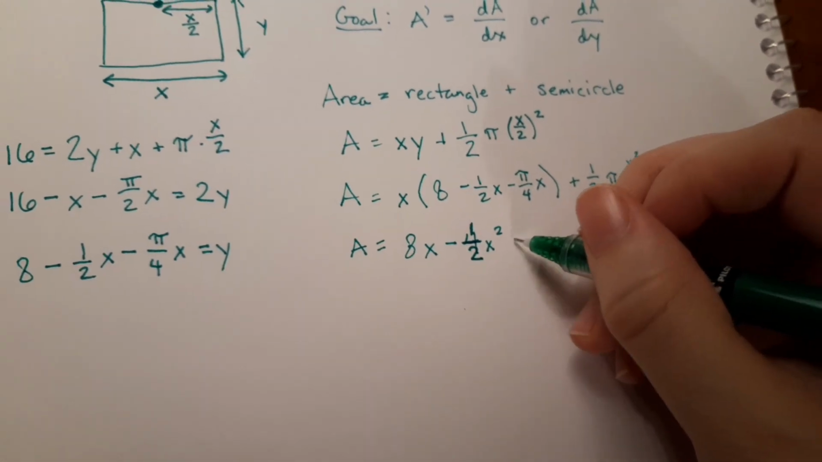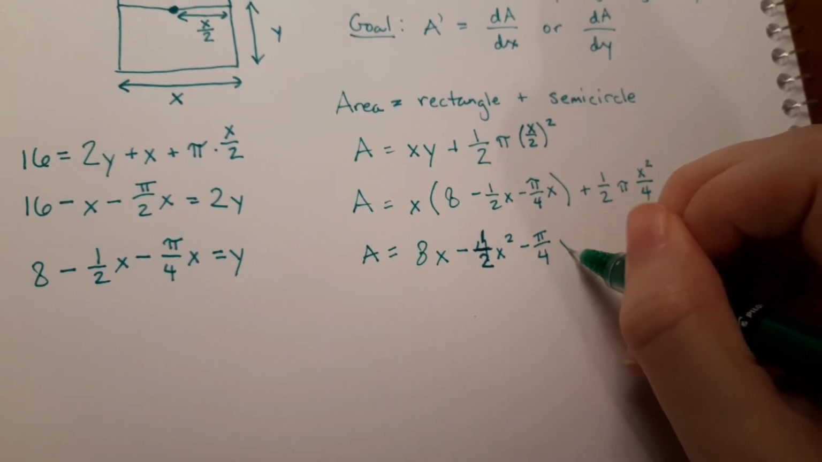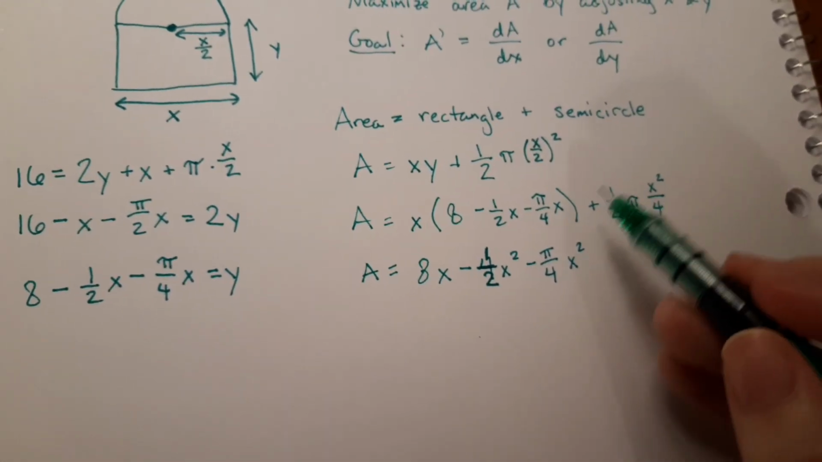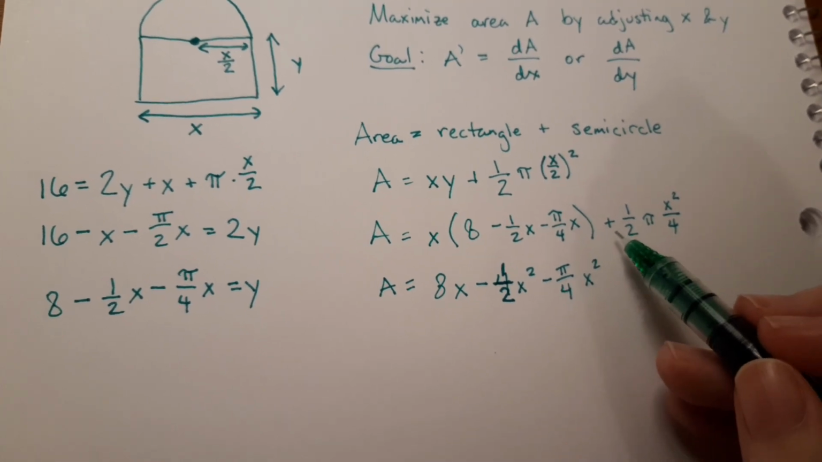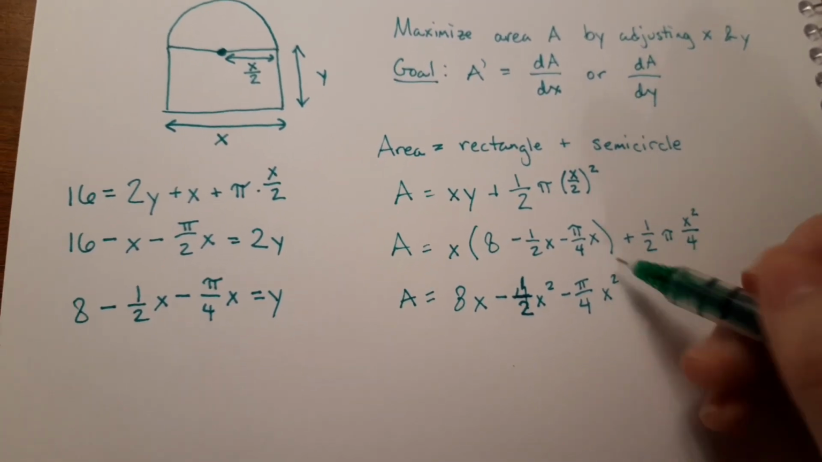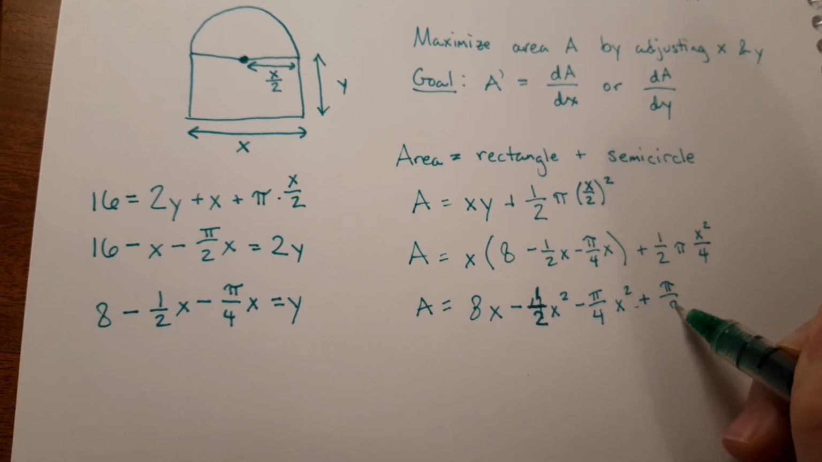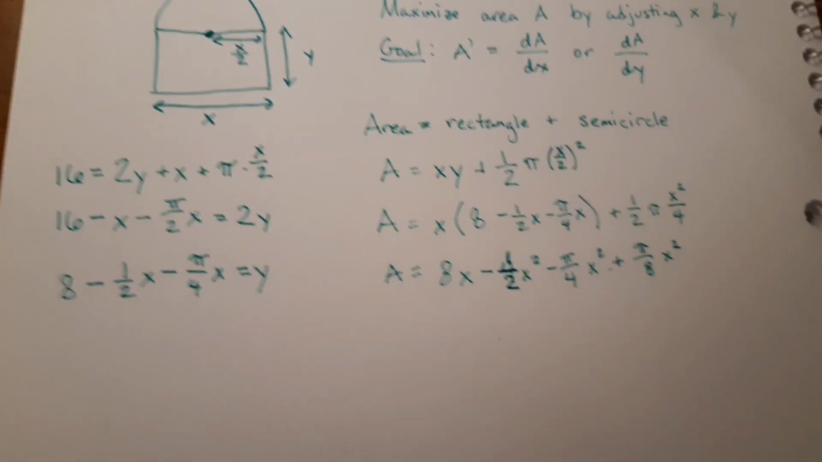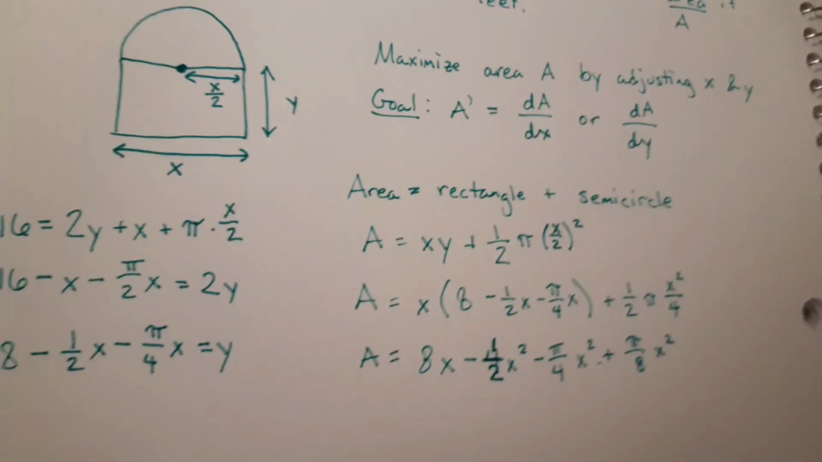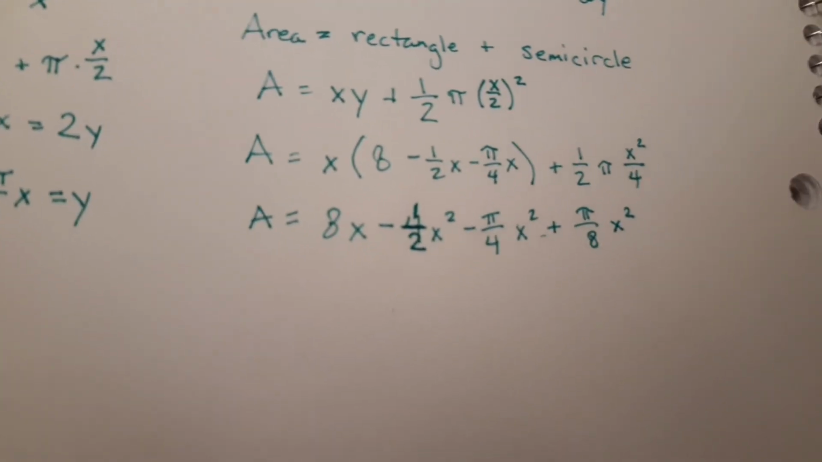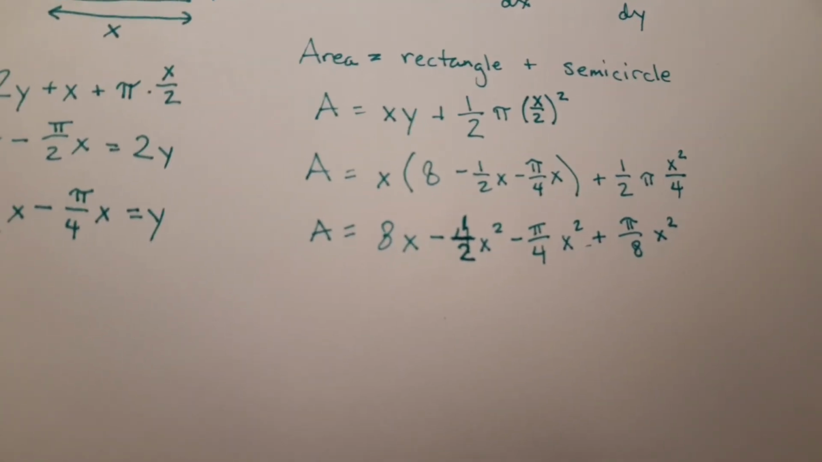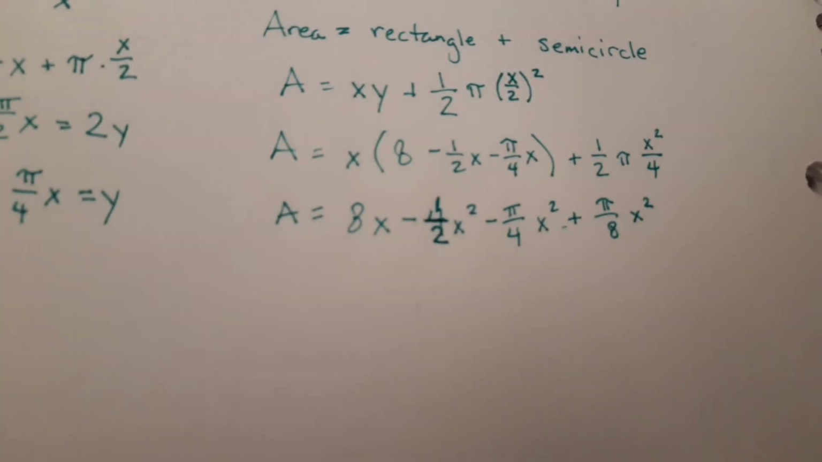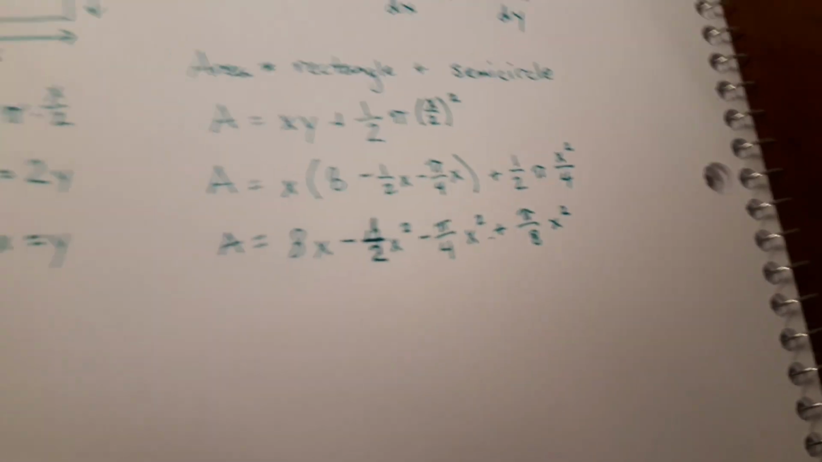But continuing, so minus pi over 4 x squared. And then I'm going to combine this, and so it's going to be pi over 8 x squared, so plus pi over 8 x squared. All right, we could end up combining our x squared things, but I'm feeling kind of lazy right now, so I'm just going to leave it as is and take the derivative.